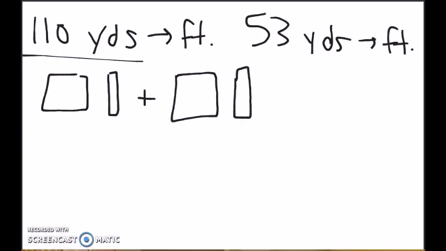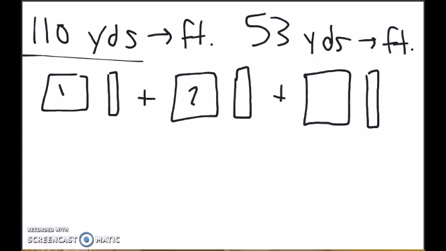I'm thinking that if I use base 10 blocks, I can use 1 flat and 1 long to represent the number, because I know that there are 100 units in a flat and 10 units in a long. So if I draw 3 groups of that and add them together, then that should give me my answer.